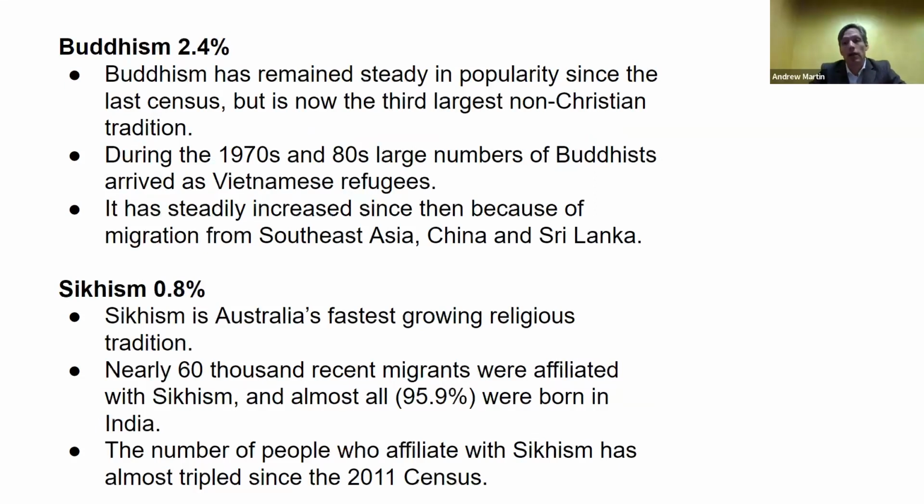Sikhism is, in terms of percentage, Australia's fastest growing religious tradition. So nearly 60,000 recent migrants, almost all of them coming from India, are Sikh. And you can see there, since 2000, in a 10-year period, the number of people affiliated with Sikhism has almost tripled. None of the other religious categories are growing so fast as Sikhism.